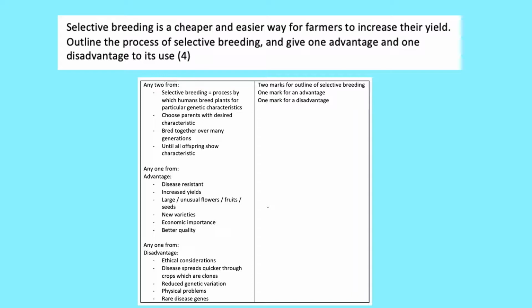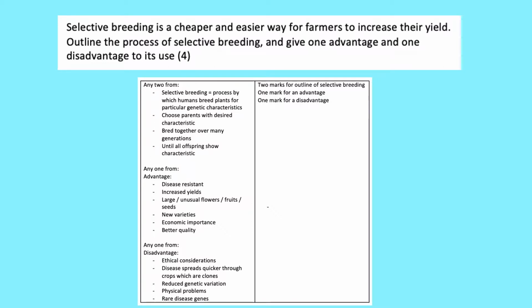So there are advantages and disadvantages to this. An advantage is that they can be disease resistant, as I've already mentioned. You increase the yield, so the farmer will earn more money because they'll get more crop. You can also get some large or unusual flowers, fruits, or seeds. So those will be more rare. Again, more economic importance. You can get new varieties. And they're better quality, so it'll be a better quality crop, again, potentially getting more money for the farmer, and more healthier.